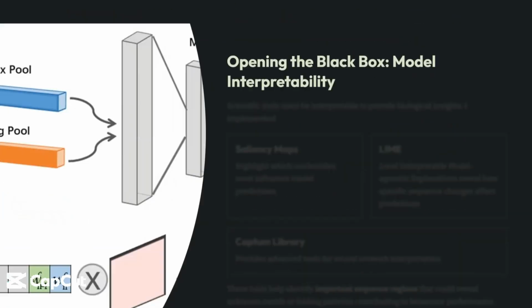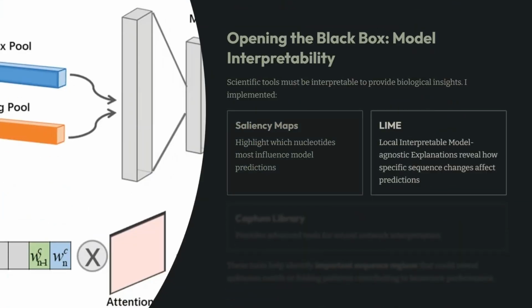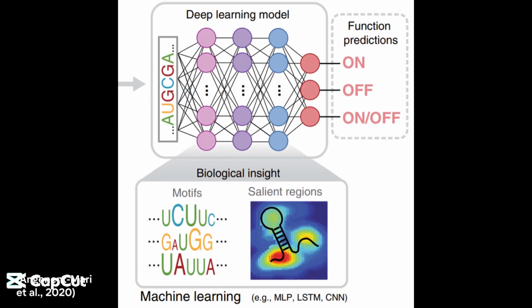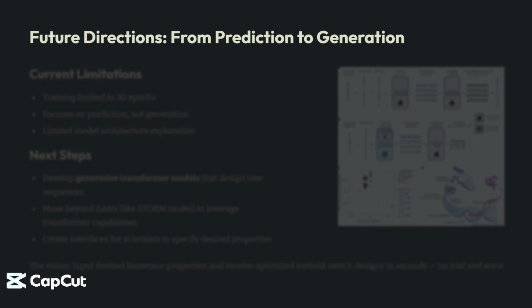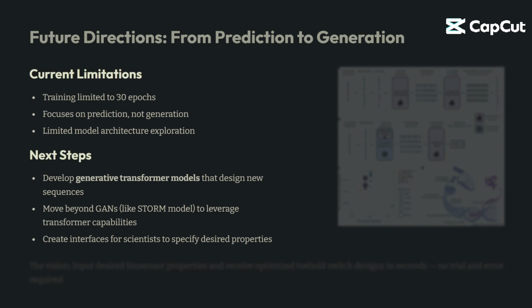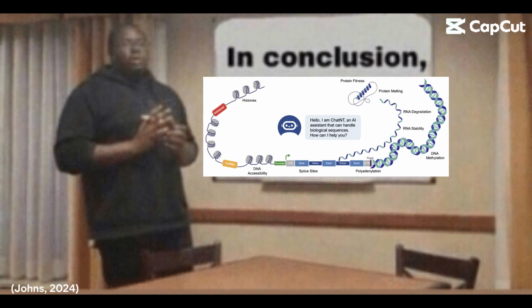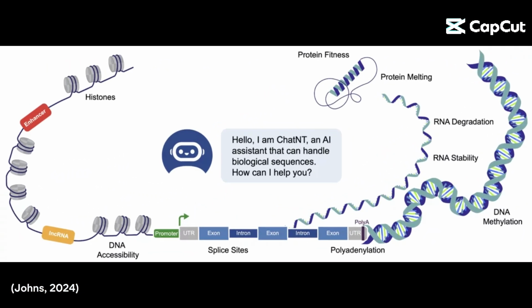I used visualization tools like Synapse and Vine via Captum to identify which parts of the sequence influence the model's predictions. This early stage work, limited to 30 training epochs and focused on prediction, sets the stage for developing a generative model to design optimized biosensor sequences from scratch. No trial and error necessary, just rapid, intelligent, AI-driven design.